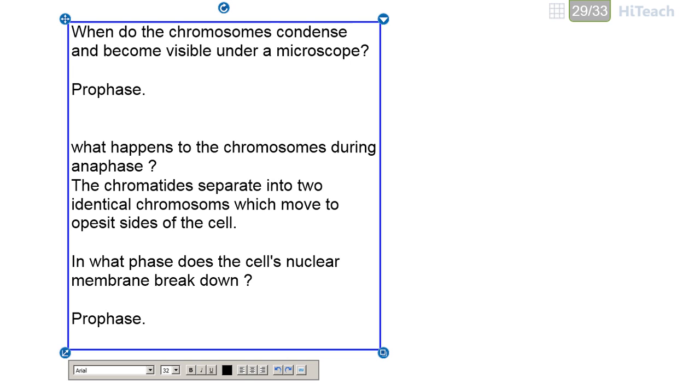So this is all in general about cell division, which is mitosis.